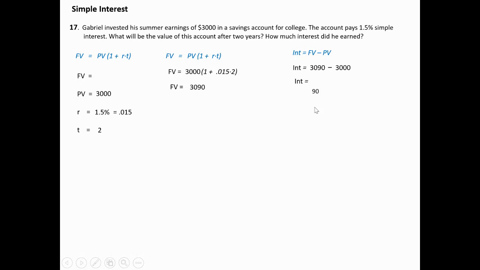We should get 90. That's how much money Gabriel earned from the account. So the value of the account after 2 years will be $3,090, and the interest earned will be $90. So these are my solutions.